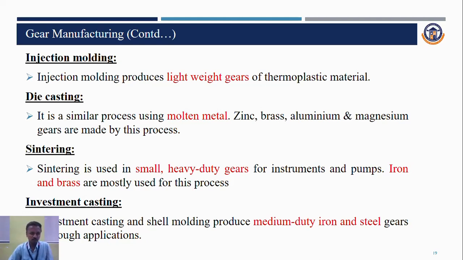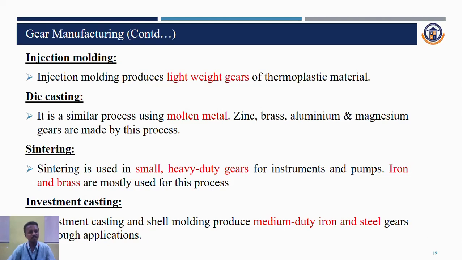First one will be injection molding. Injection molding produces lightweight gears of thermoplastic material. Die casting is a similar process using molten metal. Zinc, brass, aluminum and magnesium gears are made by this process. Sintering is used for small, heavy-duty gears for instruments and pumps. Iron and brass are mostly used for this process.